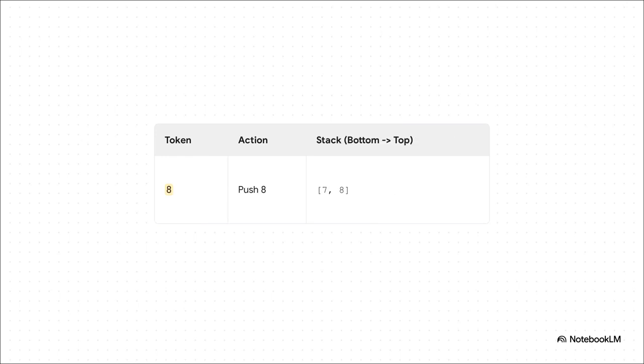Okay, moving on. Next up is 8. That's a number, so we know the drill. We push it onto the stack. The stack now holds a 7 and an 8. Next is 3. You're a pro at this by now. It's a number, so we just push it right on top. Our stack is getting kinda tall. We've got 7, then 8, then 3.